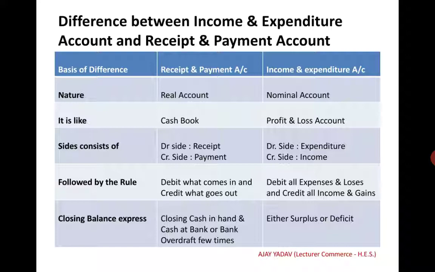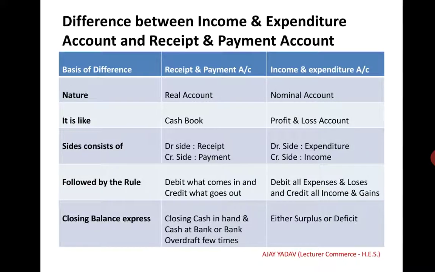In income and expenditure account, on the debit side we show expenditures and on the credit side incomes. Receipt and payment account is always followed by debit what comes in, credit what goes out, and income and expenditure account, debit all expenses and losses, credit all income and gains. It is followed by this rule. Closing balance of receipt and payment shows closing cash in hand and cash at bank or sometimes bank overdraft. Income and expenditure account shows either surplus or deficit.